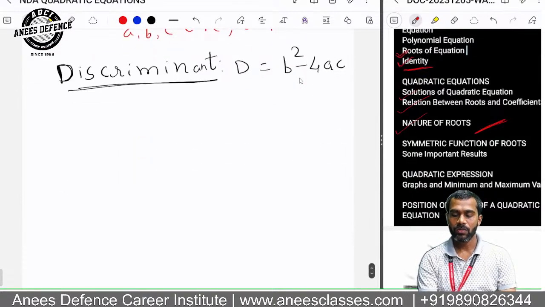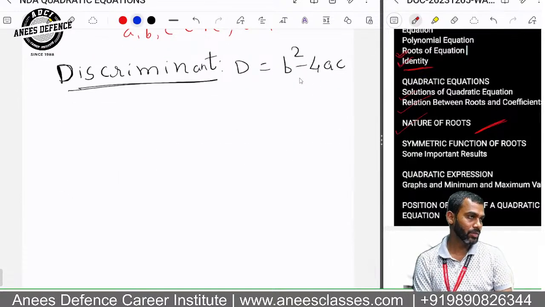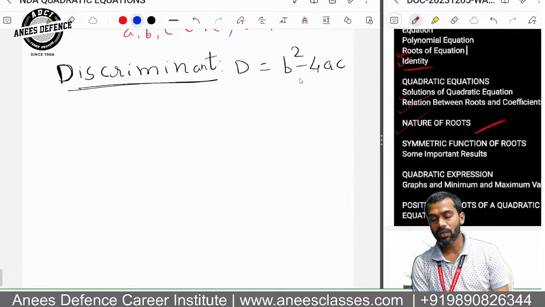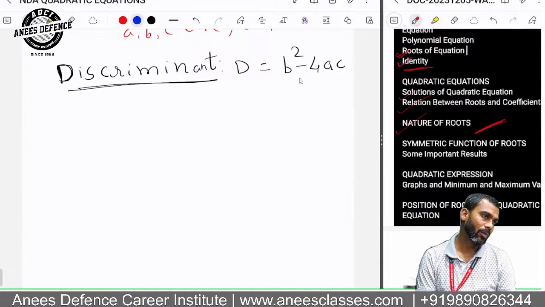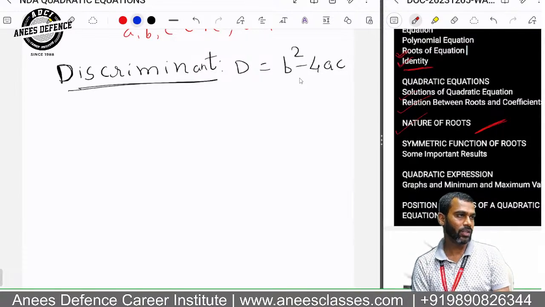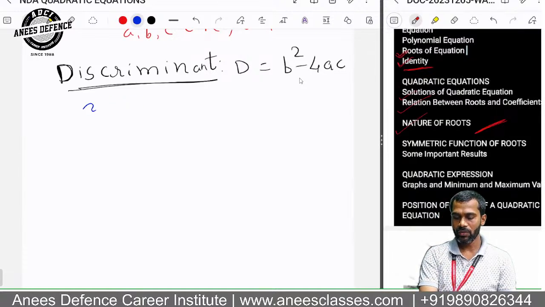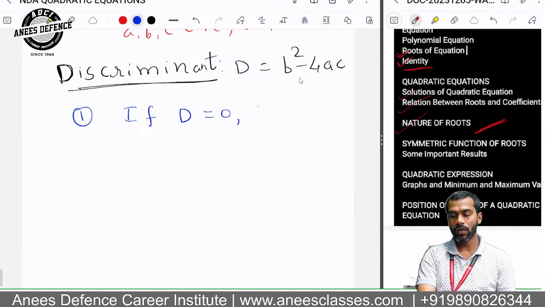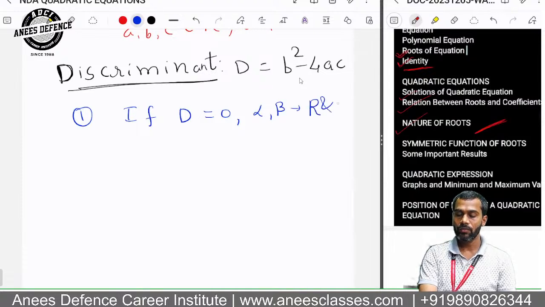Now since a, b, c all are real numbers, yes or no? So it means D will be a real number, and a real number can be either positive or negative or zero. So the first condition: if D is equal to 0, then the roots alpha and beta are real and identical.